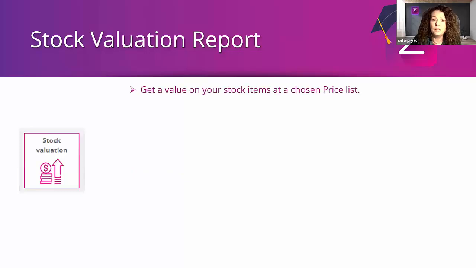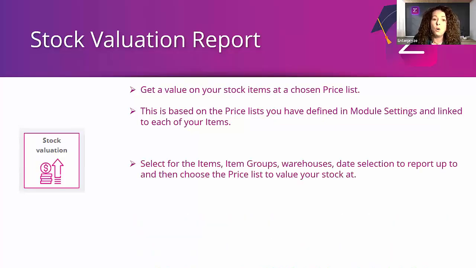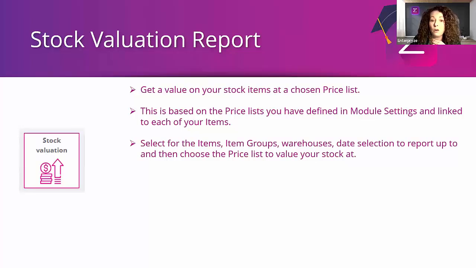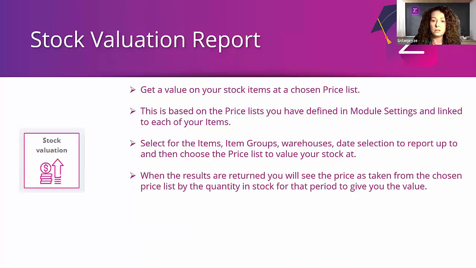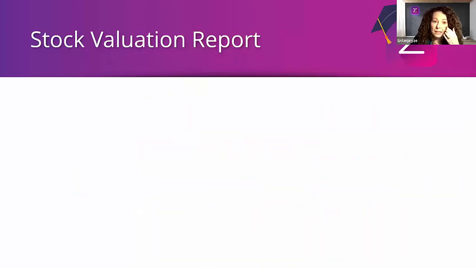Stock valuation. So get a value of your stock at a chosen price list. This can be based on price lists that you've defined, or of course it can be associated with a cost price. So for example, you select the items, the groups, the warehouse, the date to report on, and it'll report on the prices on the chosen price list, showing the quantity in stock for that period to give you the value. So you can export the data to Excel as always.